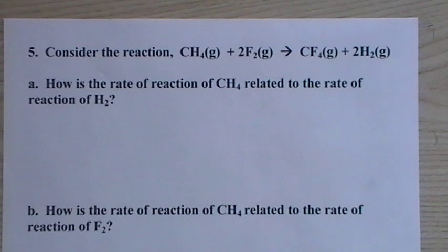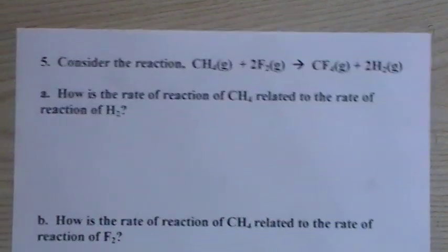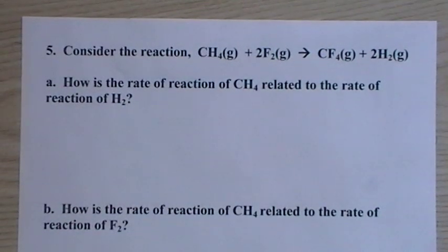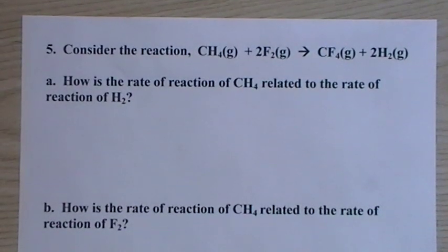So we found the general form of the rate of reaction, and then we found the numerical values for the rate of reaction with respect to each species, but now we want to relate them. How is the rate of reaction of methane related to the rate of reaction of hydrogen? Well, let's take the actual example from last time.